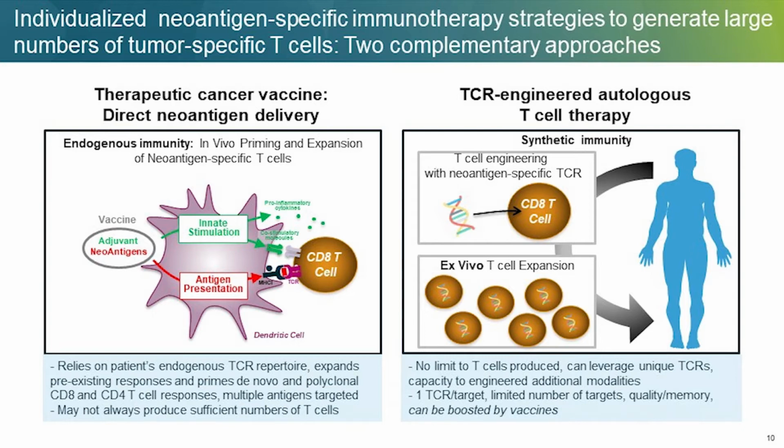I think one of the issues is that so far we can use only one TCR per target, and this is a very complex manufacturing process, and it's likely to be limited to a small number of targets. There are also questions regarding quality and memory of this T cell response that is generated ex vivo. But one thing which is interesting is that you can potentially think that we could use vaccines to boost T cell engineered T cells.